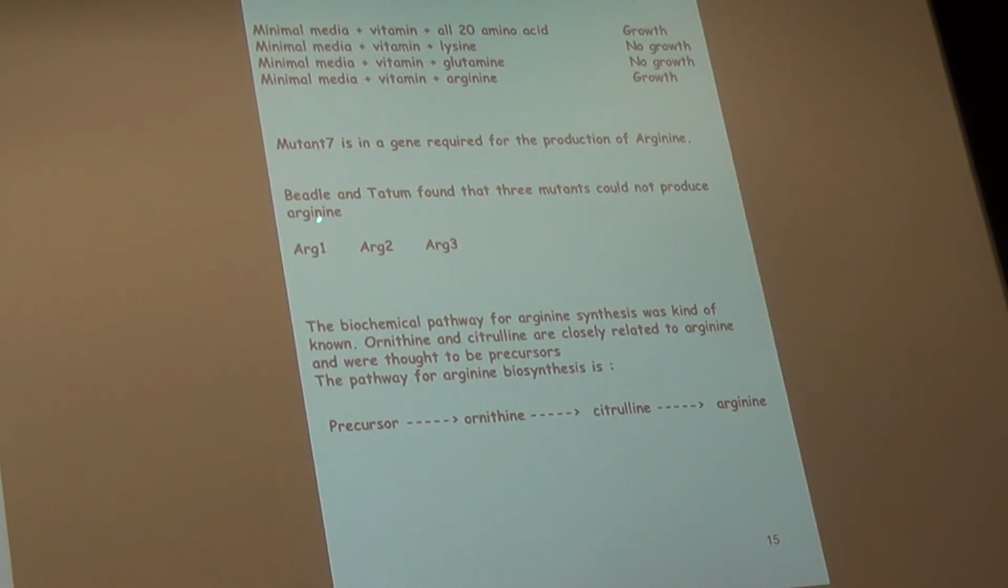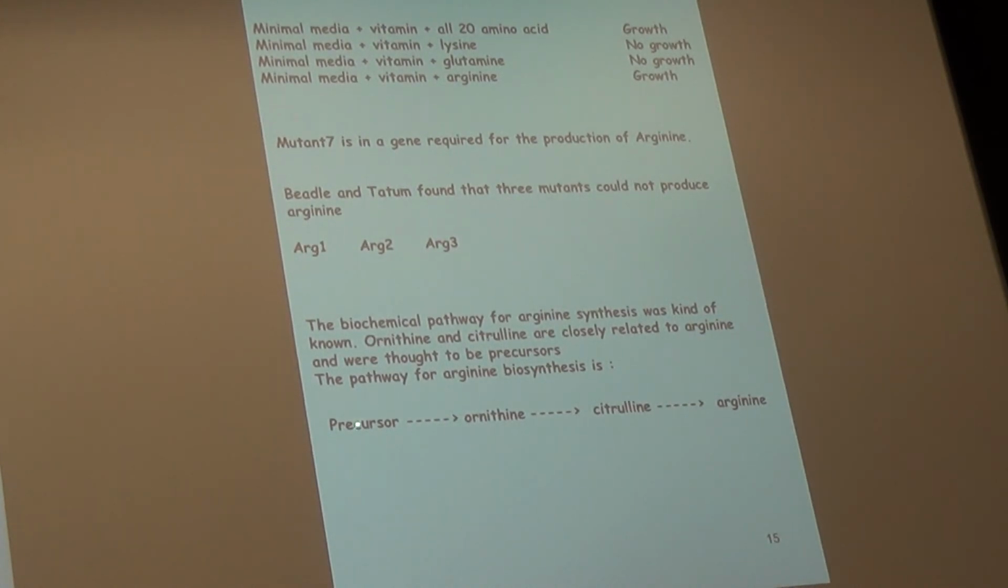So the question is, is arginine 1 going to convert precursor to ornithine, or is arginine 1 going to convert ornithine to citrulline, or is arginine 1 going to convert citrulline to arginine? That's the next question you have to ask yourself when you're doing this experiment. And the same thing with arginine 2 and arginine 3. We know there are enzymes, enzyme 1, enzyme 2, enzyme 3, but we don't know whether the mutation arginine 1 is a mutation in enzyme 1 or enzyme 2.